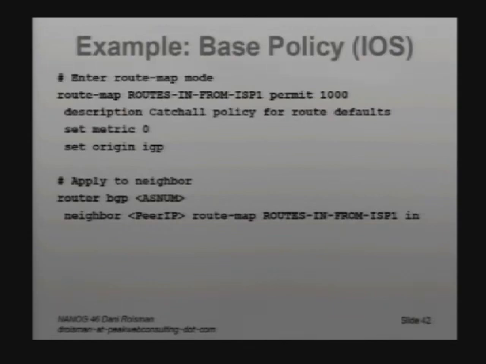So base policy for IOS, as I said, we're going to write a route map. Going to catch all routes, so there is no match clause, because by default it'll match anything. Going to reset the metric to 0, reset the origin code to IGP. Go apply it to a neighbor by simply entering BGP configuration mode, and neighbor, peer IP of that neighbor, there's your route map for all inbound learned routes.